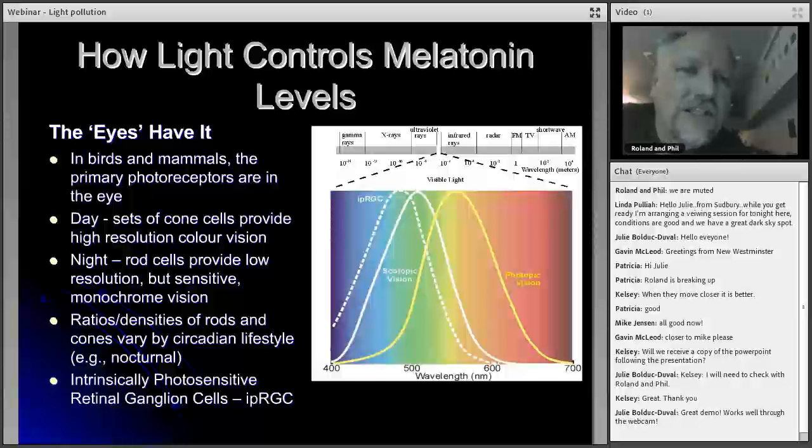How does light control melatonin? Well, this is where the light pollution meets circadian rhythms. And in higher animals, if you subscribe to the higher and lower animals theme, in birds and mammals, the primary photoreceptors are in the eye. So if we get light at night shining in our eyes, we are able to trigger certain effects. In other animals, such as frogs, yes, the receptors that control the melatonin levels are in the eyes, but they're also in the skin.